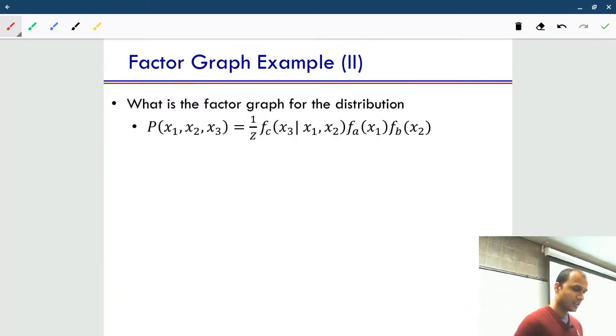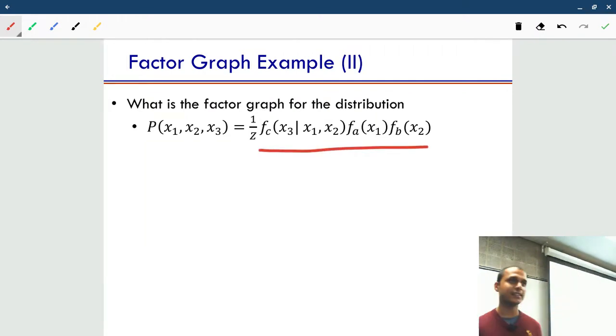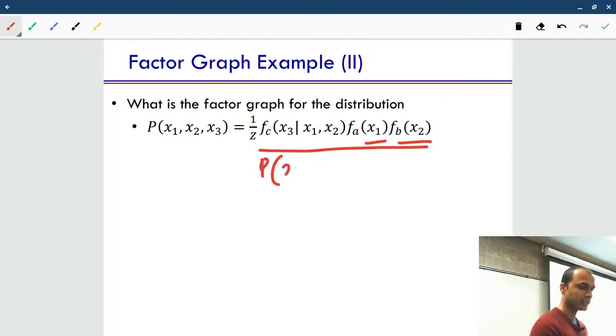So let's see. Now I've used f notation for a directed graph actually. So here p of x1, x2, x3. I've used fc of x3 given x1 and x2, fa of x1 and fb of x2. I could have used p, right? P of x3 given x1 comma x2, and then p of x1 and p of x2, right?